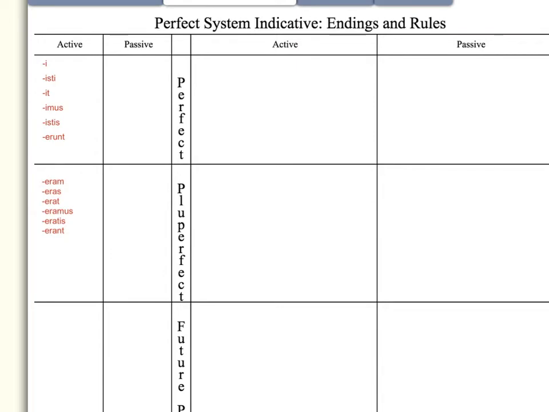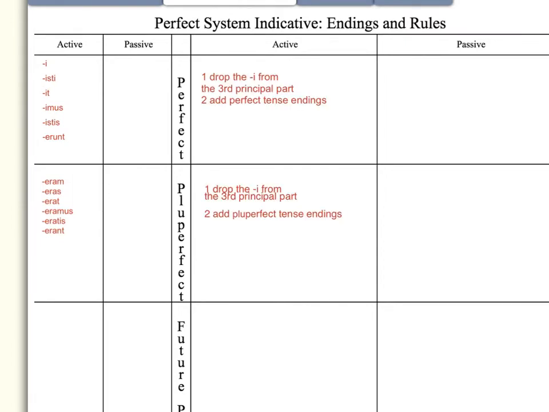And they are -eram, -eras, -erat, -eramus, -eratis, and -erant. And to do this, same rule as the perfect active, you drop the -i from the third principal part, and you add the pluperfect tense endings. So here we've just written down those exact rules right here. So you drop the -i from the third principal part, add the perfect tense endings for the perfect active, then you add the pluperfect endings for the pluperfect active. So now we're going to go on and add in our passive system.